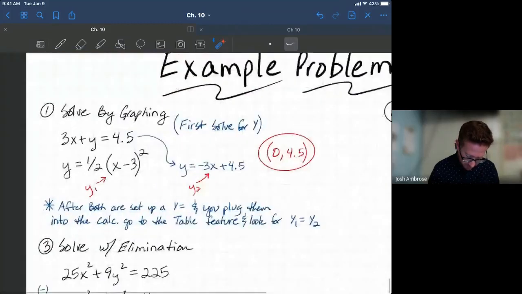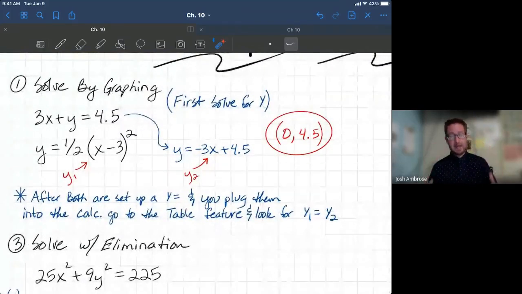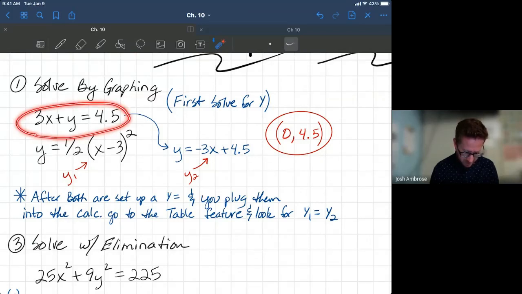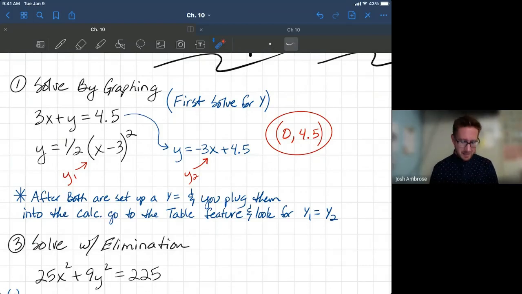I've basically worked the first one out because we are using the graphing calculator. So I'm going to guide you through how I did it, but you can see everything there is already done. So solve by graphing. The first original equation is right here: 3x plus y equals 4.5. The second right here, we worked out as y, actually it was given already for y. So y equals 1/2 in parentheses x minus 3, and that quantity squared. So that meant that this equation here needed to be set up. That's why I moved it over here, solving for y.